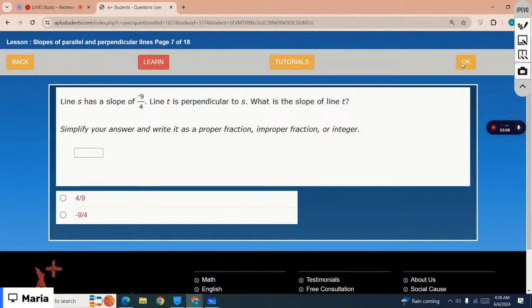Line S has a slope of negative 9 over 4. Line T is perpendicular to S. What is the slope of line T? So which is the correct option? That is 4 over 9. Option number 1 is the correct option.